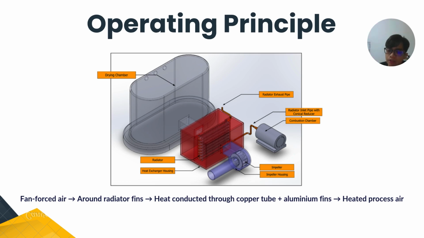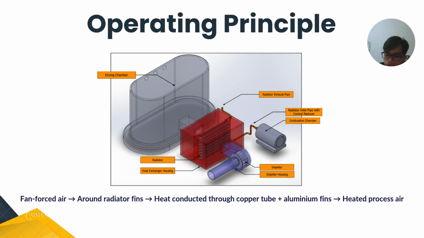As you can see in the figure, the main components used in the model are shown. The system consists of the combustion chamber, radiator inlet pipe, radiator exhaust pipe, heat exchanger housing, copper serpentine radiator, aluminum fins, centrifugal impeller, and drying chamber.